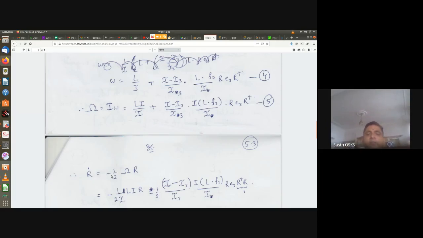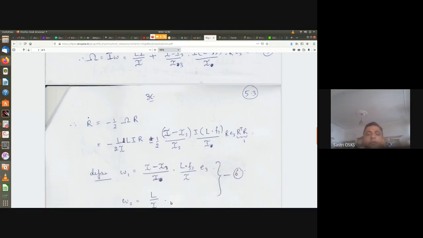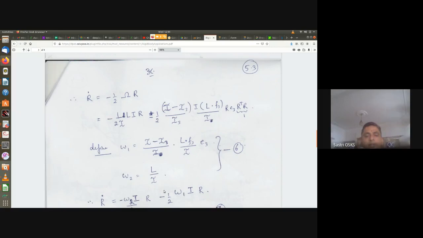So here R dot we know is already known, minus half omega R. So omega is known from here. So you substitute for that. And so that you get. So now if you define two quantities, omega 1 and omega 2. So this I minus I3 by this is the wiggly I. Actually, it should have been I3 only. I minus I3 by I3 into L dot F by wiggly I times E3. Okay, this is omega 1. And omega 2 will be L by I. That is this one. Okay.